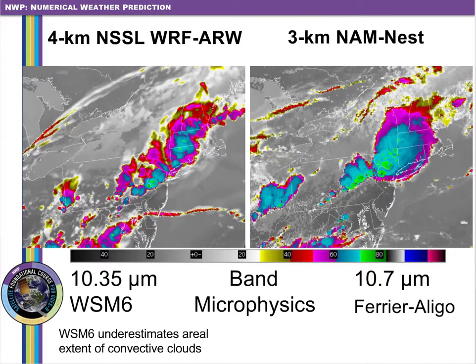Let's compare the synthetic IR imagery from the WRF-ARW with the NAM-NEST with the same color table. The bands are slightly different, but for all practical purposes are the same for this comparison. What is different between these is the microphysics package. The NSSL uses WSM6, while the NAM-NEST uses Ferrier-Oligo microphysics. The WSM6 microphysics package has a known bias to underestimate areal extent of convective clouds. That's with respect to GOES or the NAM-NEST synthetic imagery.